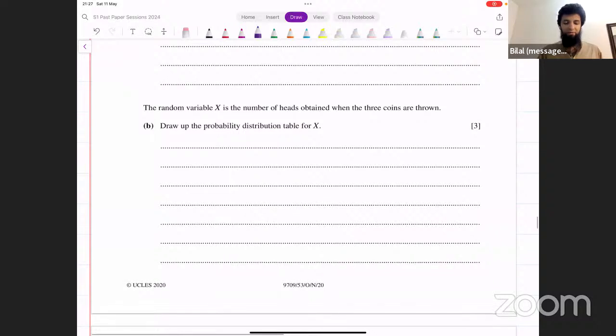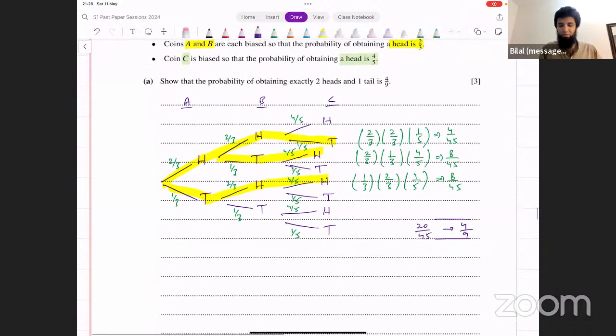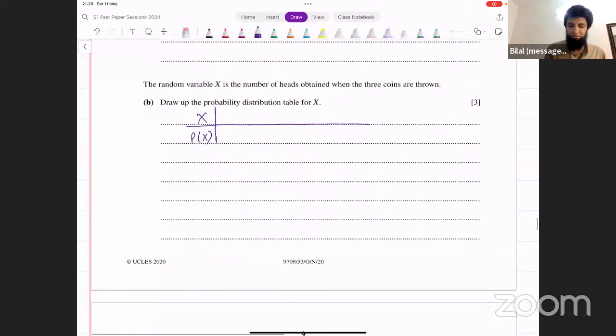Now it says the random variable X is the number of heads obtained when the 3 coins are thrown. Draw up the probability distribution table for X. So now we want X values and then their corresponding probabilities. Let's see what this turns out to be. X, probability of X, number of heads obtained. What could be the number of heads obtained? You could have 0 heads, 1 head, 2, or 3. These are 4 possible cases.